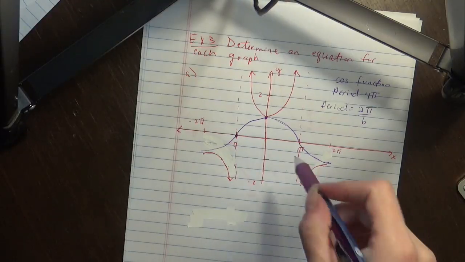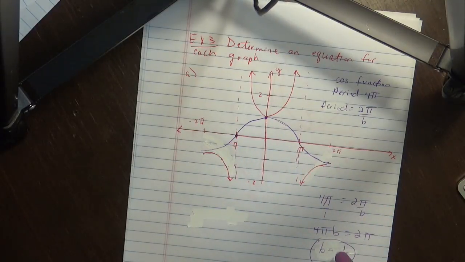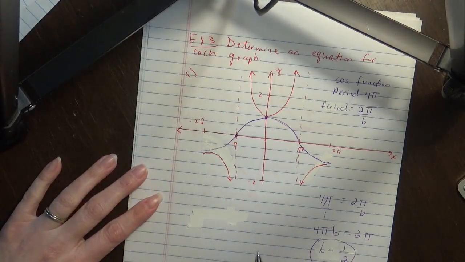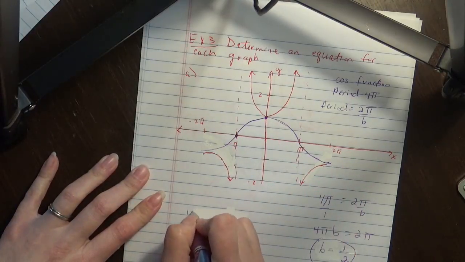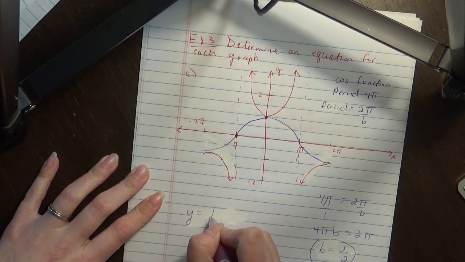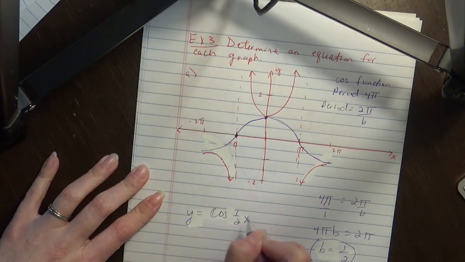So since we have our cosine function in purple and we've determined b is 1/2, there's no translations vertically, or no phase shifts to deal with, no vertical stretching. So all we have, the purple graph is y equals cosine of 1/2 x. Our red graph is going to be y equals the reciprocal of cosine, so secant of 1/2 x.